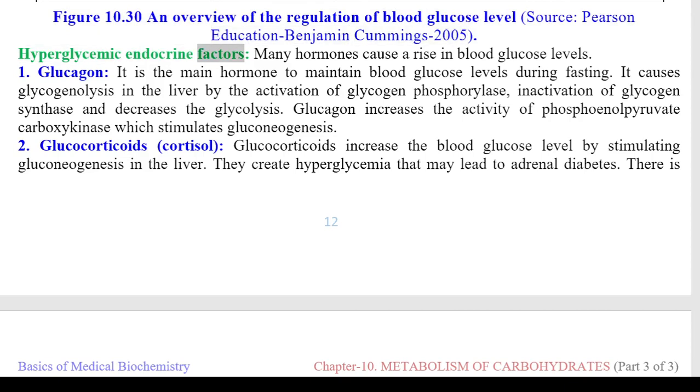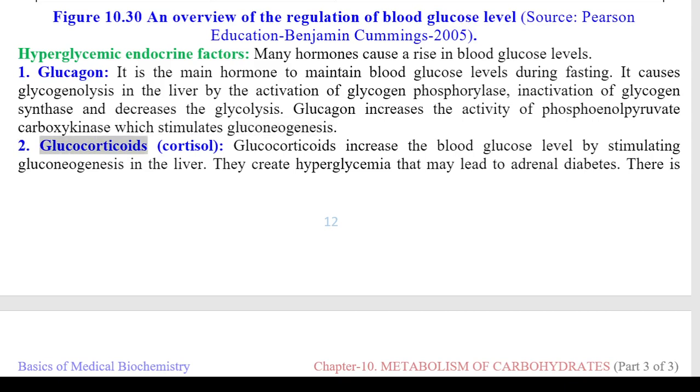Hyperglycemic endocrine factors. Many hormones cause a rise in blood glucose levels. 1. Glucagon. It is the main hormone to maintain blood glucose levels during fasting. It causes glycogenolysis in the liver by the activation of glycogen phosphorylase, inactivation of glycogen synthase, and decreases the glycolysis. Glucagon increases the activity of phosphoenolpyruvate carboxykinase, which stimulates gluconeogenesis.